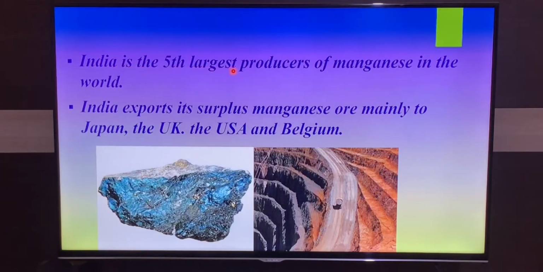India is the fifth largest producer of manganese in the world. We also export it to different countries: Japan, UK, USA and Belgium. We stand fifth in the production of manganese. And as there is a surplus of manganese in India, we export it to different countries like Japan, UK, USA and Belgium. And observe this picture carefully, children.